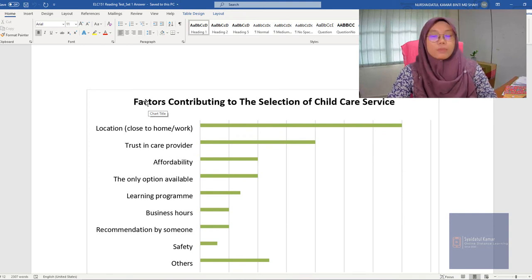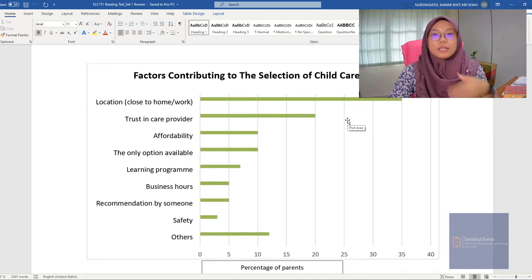So, the title of the bar chart is Factors Contributing to the Selection of Child Care Service. Now you have to understand what the title is about, or what the diagram is all about. For this particular diagram, it's about the factors that affect parents in selecting their child care service.